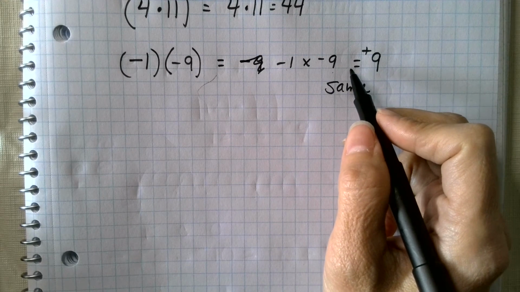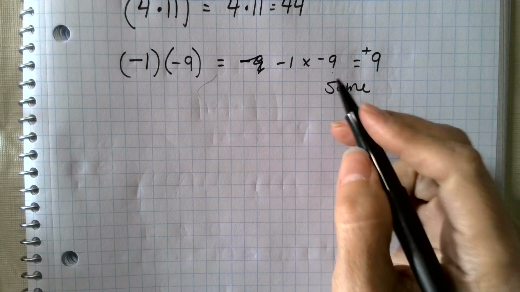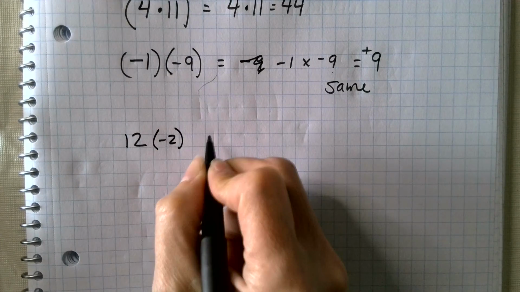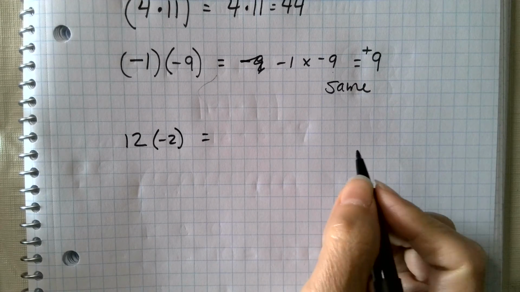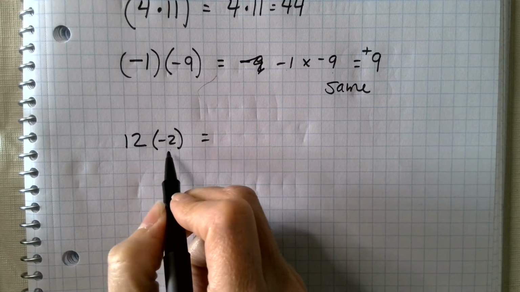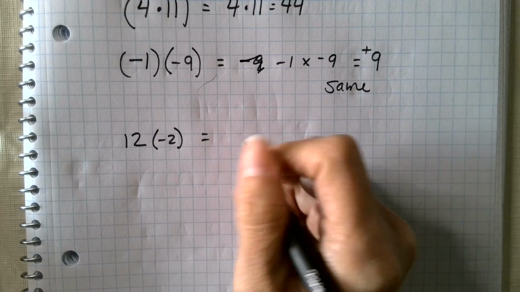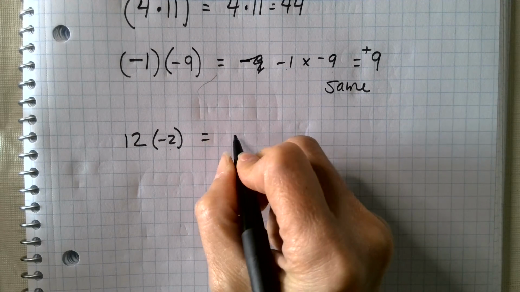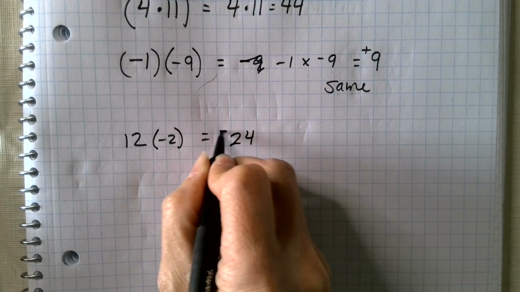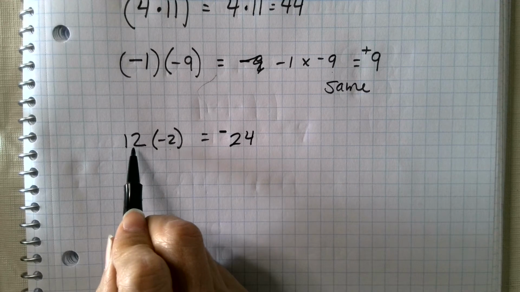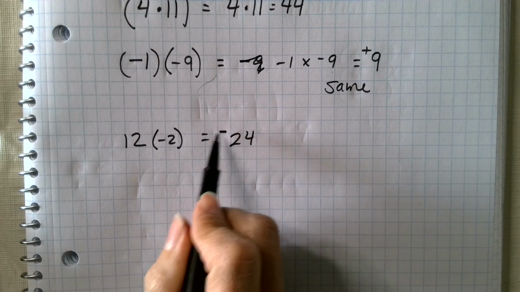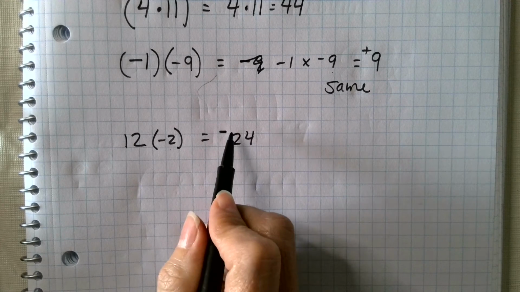All right, what about this one? What about 12 times a -2? Well, the signs are not the same. This one is positive times this one is negative. The integer signs are not the same. So you would get 24 and it would be a negative because 2 times 12 is 24. The signs are opposite, they're different. And so opposite signs or different signs are negative.